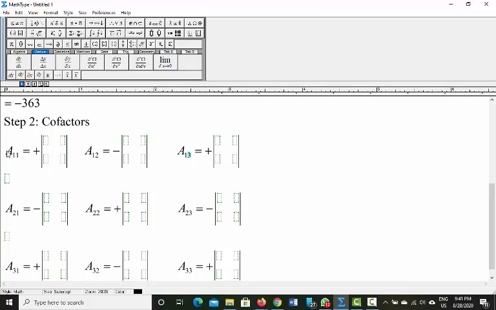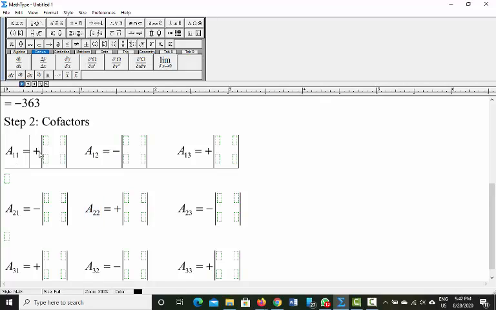So this is A11, this is A12, and this is A22. That means this element is in the second row and also in the second column. This way we will name all the elements, and we have a total of 9 elements here.